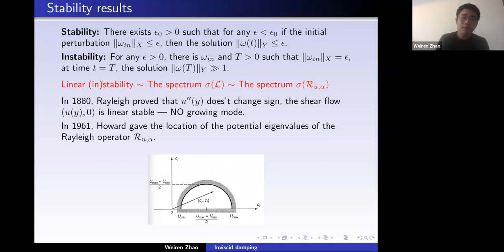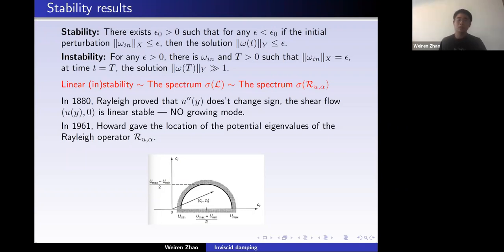In 1961, Howard proved that if you have some potential eigenvalues, then those eigenvalues which lead to the growing mode must be located in this semicircle. So he proved that all the potential eigenvalues of this Rayleigh operator are located in this circle, and all the growing modes are living in the semicircle. So this is the famous Howard semicircle theorem.